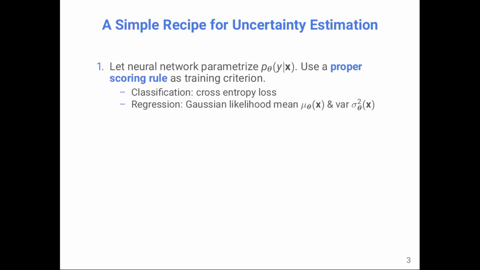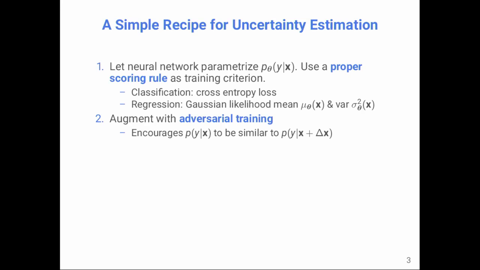Here's the recipe we propose. We let a neural network output a distribution. In classification, we already do it because the softmax output is a distribution over the class labels. But in regression, we use a simple approach where the network outputs a mean and a prediction variance. Then we use a proper scoring rule as a training criterion. Log likelihood is a proper scoring rule; we could use others as well.